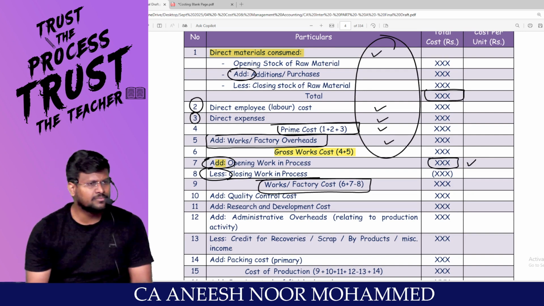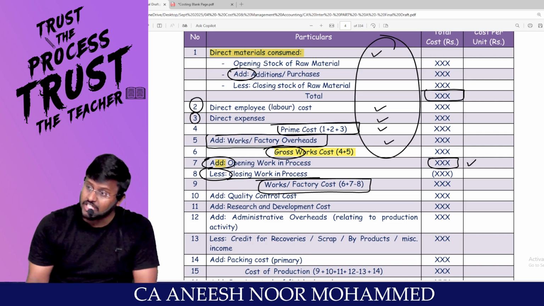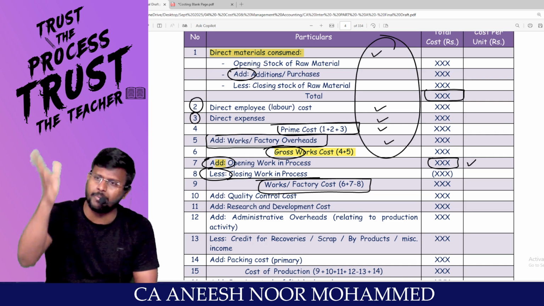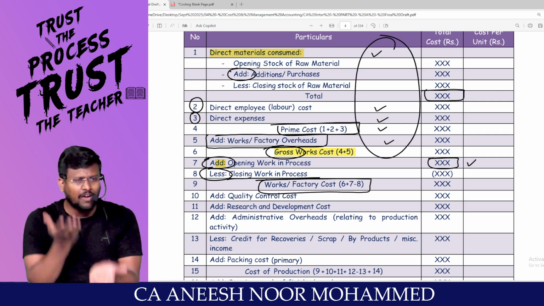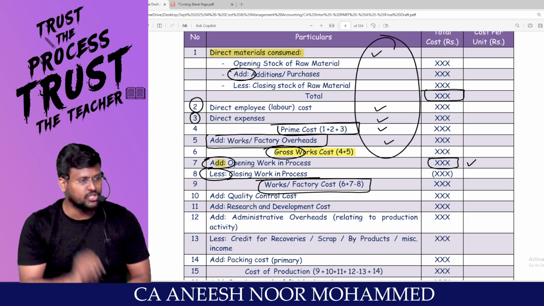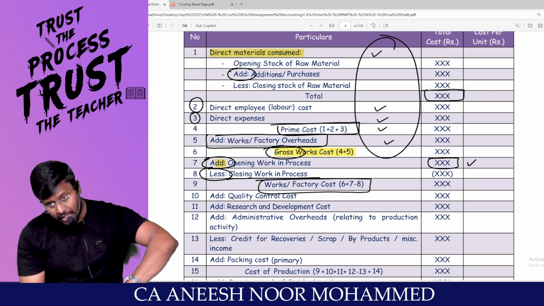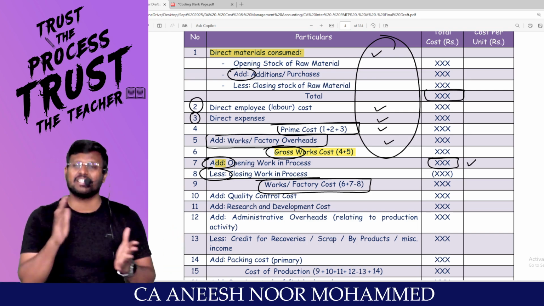Because earlier this is gross factory cost. Gross factory cost means before WIP adjustment. Correct? If you add opening stock of WIP minus closing stock of WIP, you will get the net factory cost or factory cost or works cost.